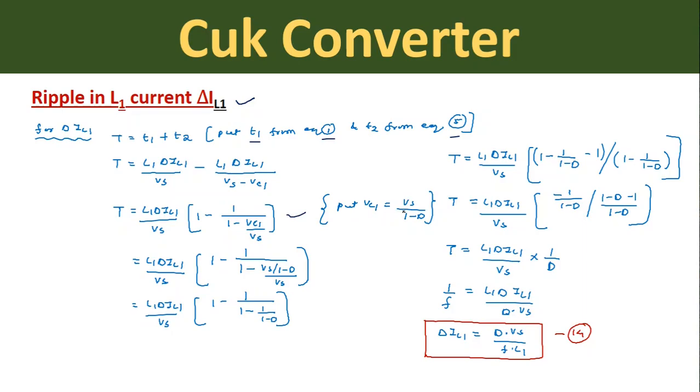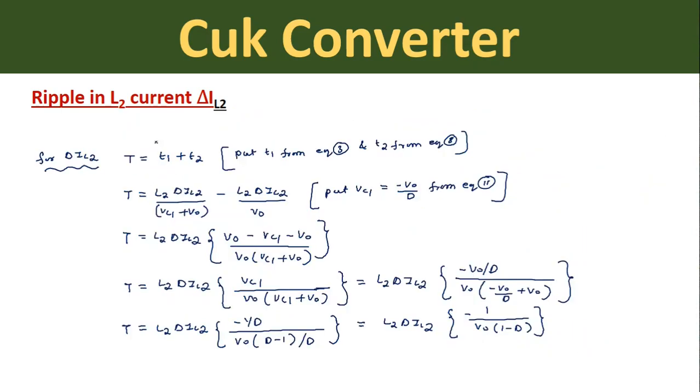Now we know that Vc1 is equal to Vs upon 1 minus d. We'll put this equation here. We will get this type of equation. So after solving, we get T is equal to L1 into del IL1 divided by Vs into 1 by d. Now we can put total time period T is equal to 1 upon frequency. So we'll get this type of equation. From here we get del IL1 is equal to d into Vs divided by F into L1. Let this be equation number 14. This equation is the ripple in inductor 1 current del IL1.